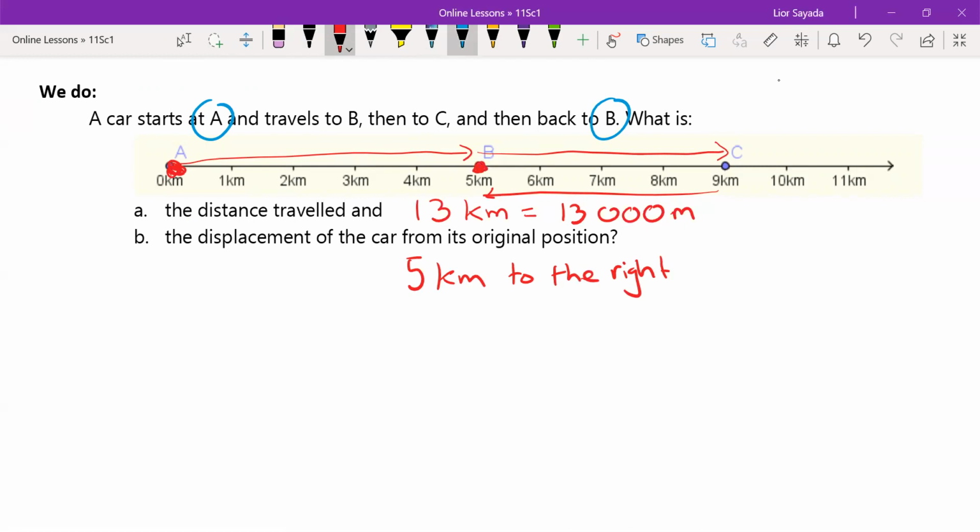So it started at A, I'm going to label that 1, and it finished at B, I'm going to label that 2. So the distance of its finishing point from its starting point is 5 kilometers to the right. What is 5 kilometers in meters? Say your answer to the screen. Hopefully you've said 5,000 meters. So the displacement of the car from its original position is 5,000 meters to the right.